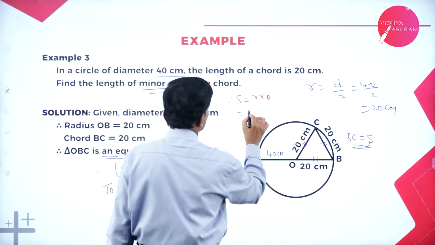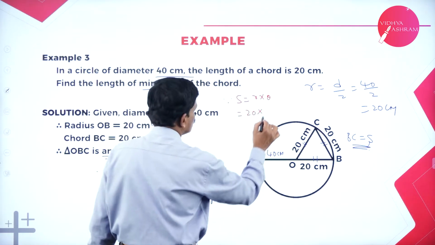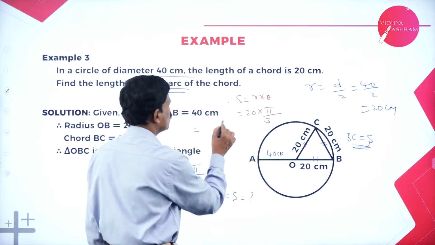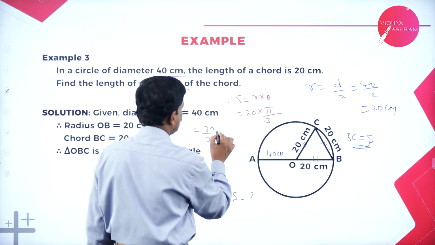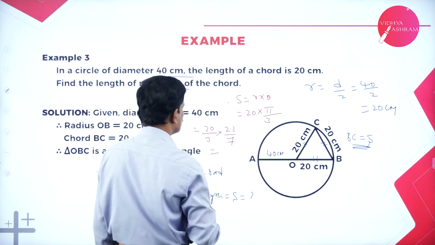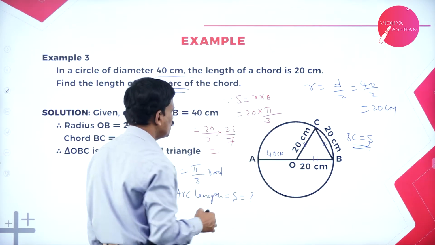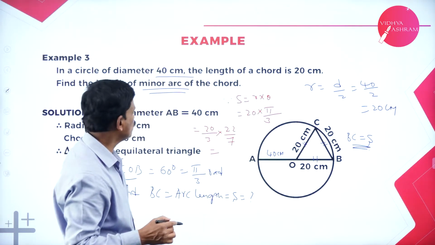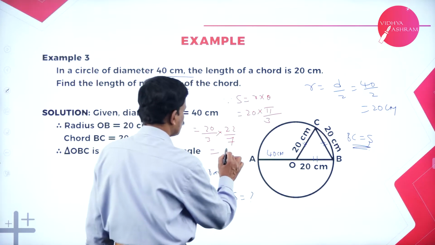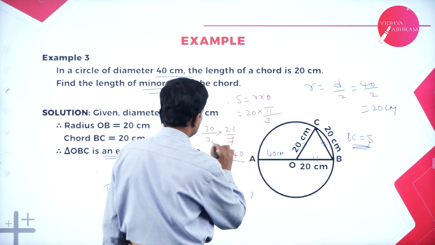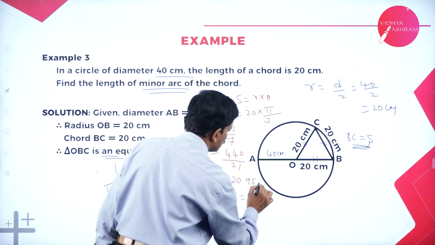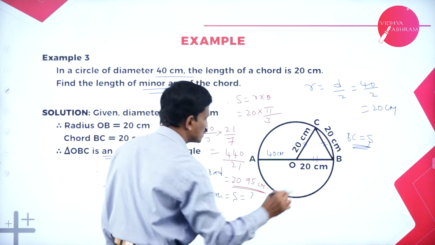Radius is equal to 20 centimeters, into theta is equal to pi by 3 radians. So this is equal to 20 by 3 into pi, which is nothing but 22 by 7. If you multiply 20 into 22 divided by 7 3s are 21, this is equal to 440 divided by 21, which is equal to 20.95 centimeters. This is the required answer.